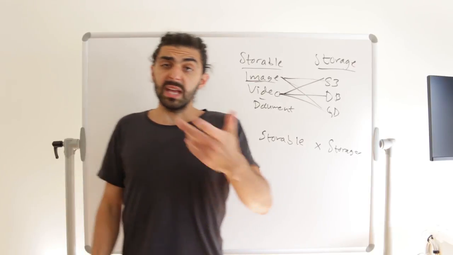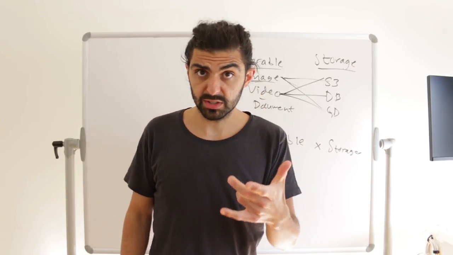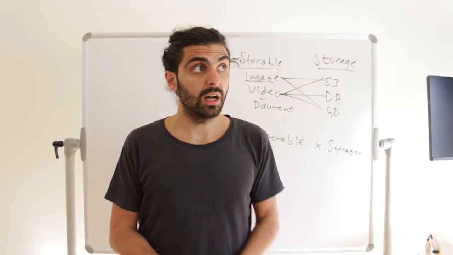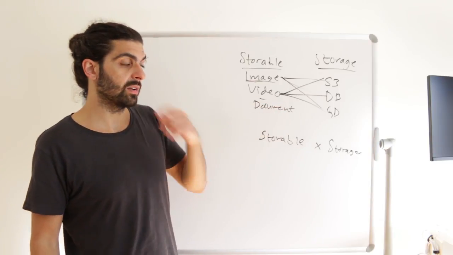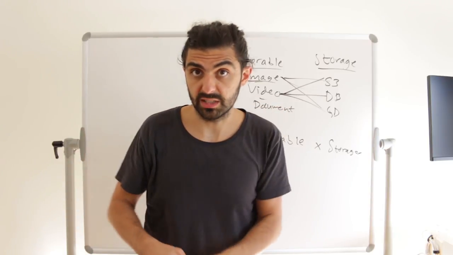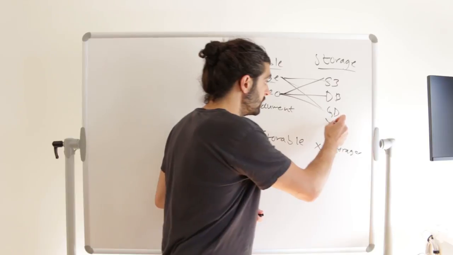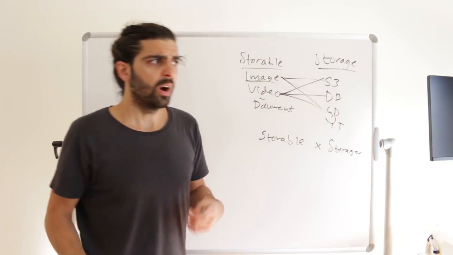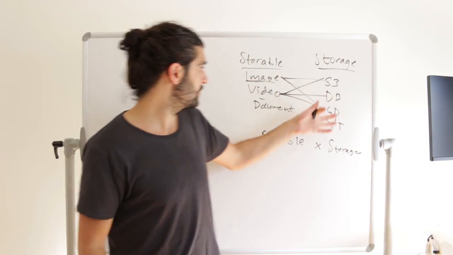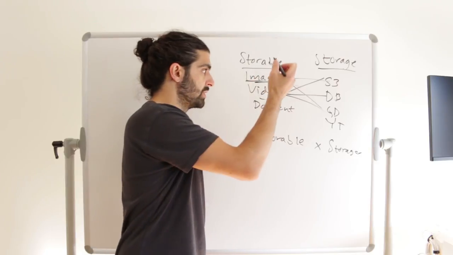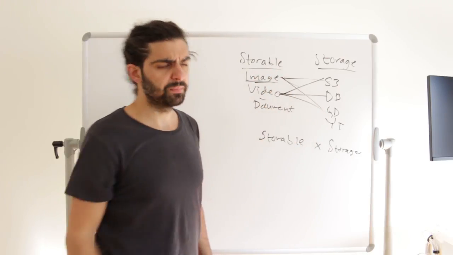So it's the number of things that we have here times the number of things that we have here. And maybe that doesn't make sense in your scenario. Maybe you actually want to only upload particular things to particular places. So let's say YouTube, for example. If you introduce YouTube as a storage solution, of course it doesn't make sense to use YouTube as an image storage solution, right?